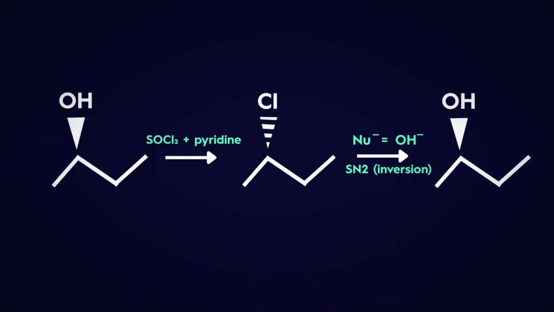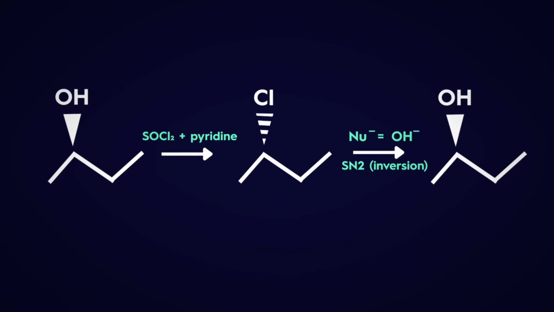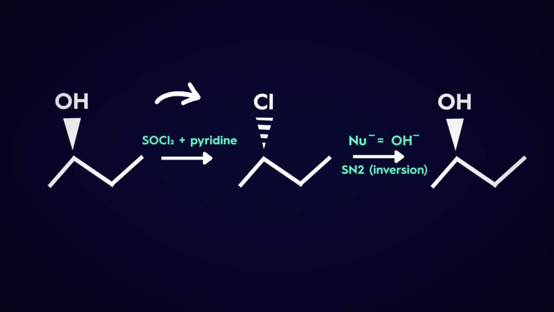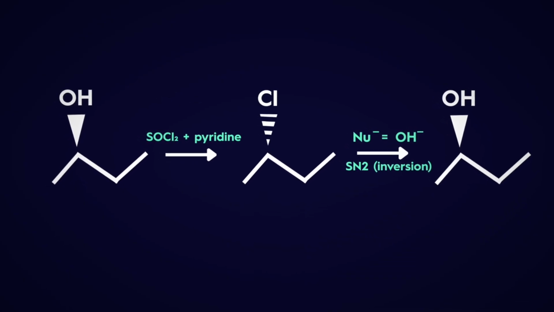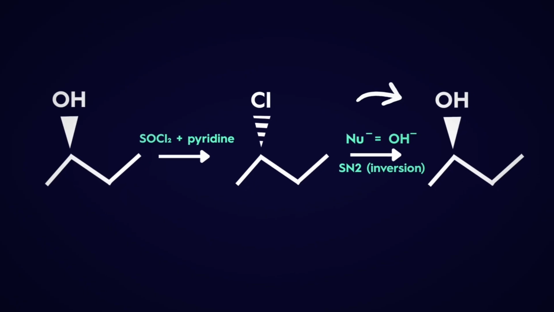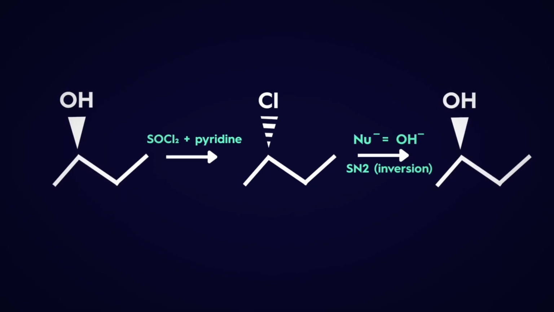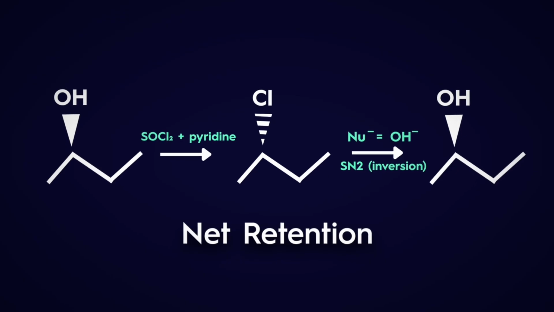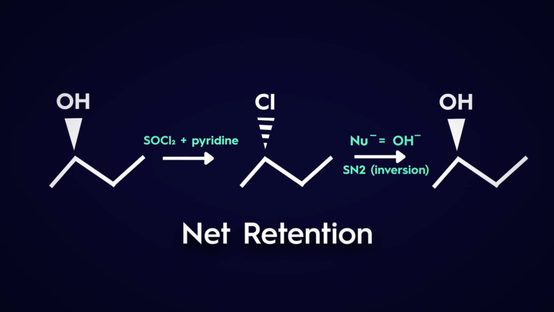One caution before we move on: if you first turn the alcohol into an alkyl halide by SN2 and then do a second SN2 with another nucleophile, you invert twice and end up with net retention. If you want only one inversion at the substitution step, there is a better path.